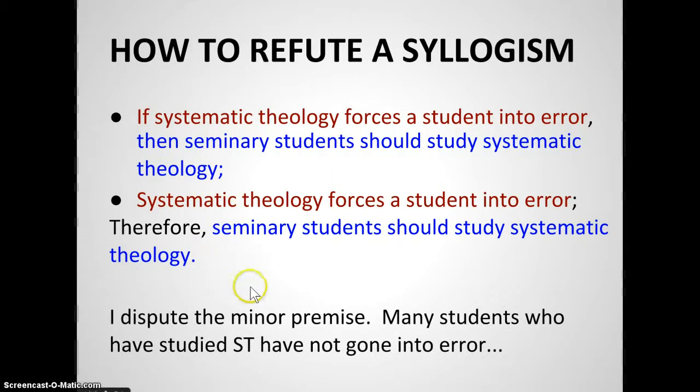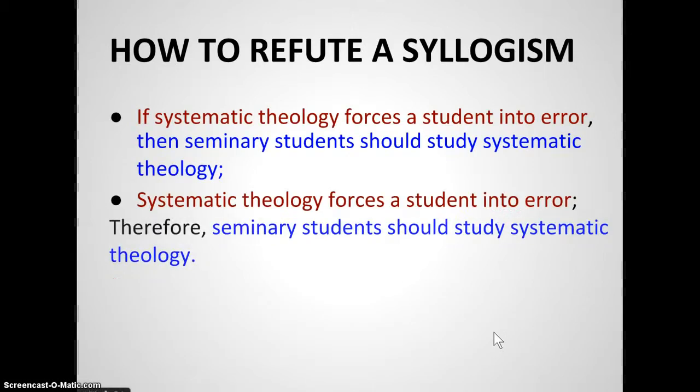Now, if I come here and I look at this, I want to, in Part 5, refute that syllogism, then I'm going to say, I dispute or I deny the minor premise. Now, this right here is the minor premise. So now I'm going to write a little paragraph after that where I do exactly that. Many students who have studied systematic theology have not gone into error. And then I'm going to write a paragraph defending that. So there's an example of disputing the minor premise.